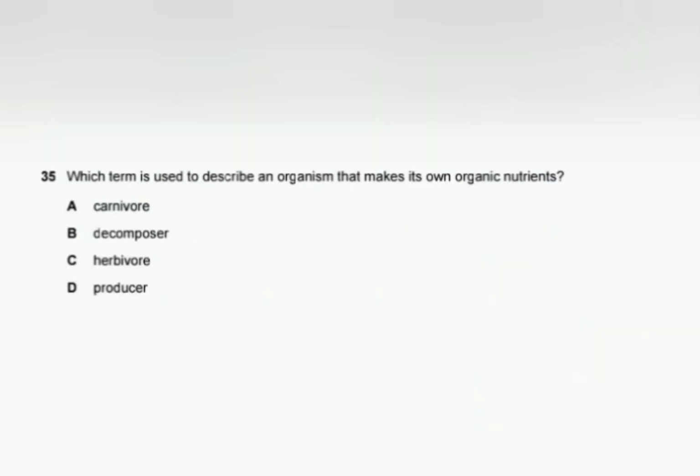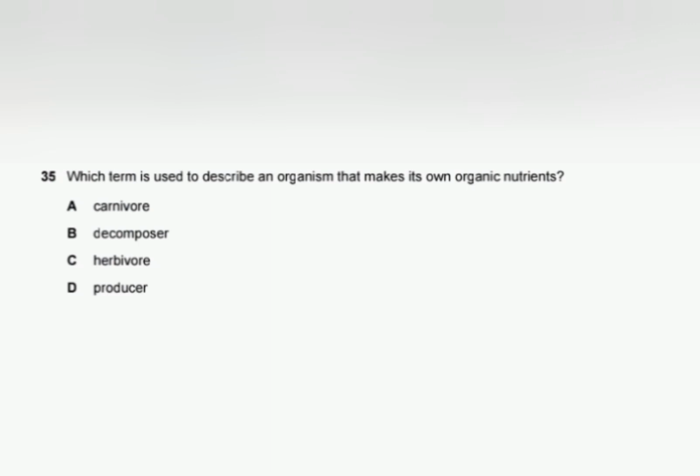D. So the next one is saying which term is used to describe an organism that produces its own organic nutrients. So we have carnivores. As for carnivore, a carnivore is just an organism that feeds on animals. An animal feeds on what? Animal. So, for example, you can talk of the lion. Yeah, the lion is falling under carnivore, and so on.